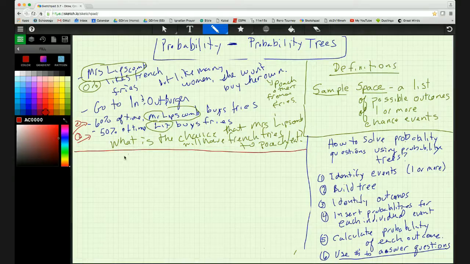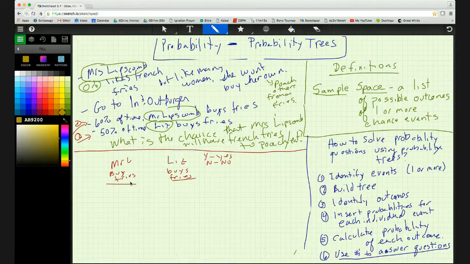So now I'm assuming you've paused it. You've tried to build the tree, and you've built it. You at least have identified the events. Maybe you built the tree and identified outcomes. So let's see. Event one is Mr. L buys fries. And the second event is Liz buys fries. And we're going to say Y is yes and N is no.